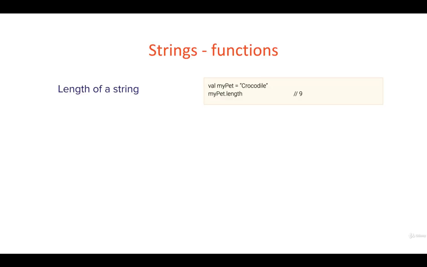All right, so let's look at the first function that we can apply to a string. It's not really a function, it's more of a property of a string, and that is the length of our string. So we have here an example. I've created a value, my pet, that has the value crocodile. And then I'm trying to get my pet.length, and that is going to give me the value 9.